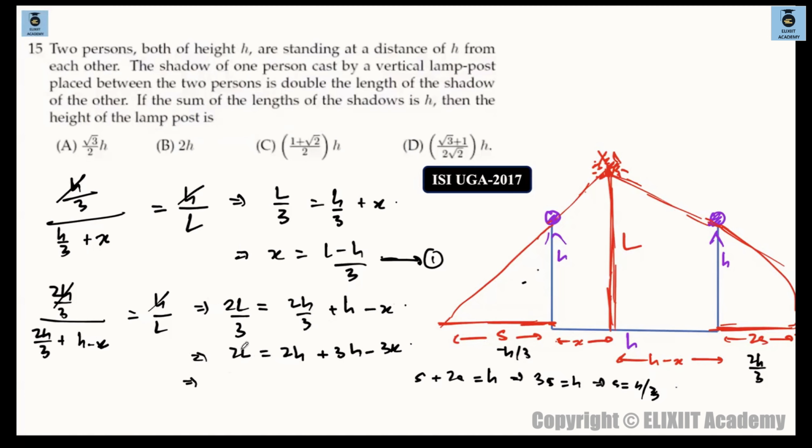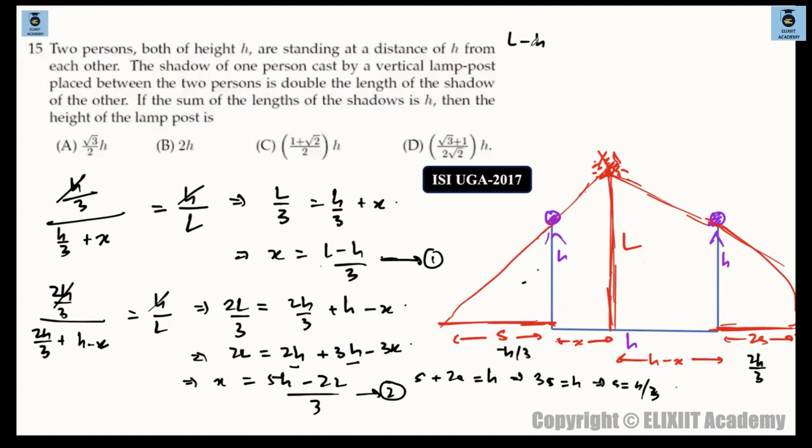What is x? X will be, अच्छा 2l, 2h plus 3h माने 5h minus 3x. So 5h minus 2l divided by 3. This is the second relation which we are obtaining. अब नेक्स्ट क्या करना है, ये भी x है, ये भी x है, सो बोथ कैन बी इक्वल. So simply equate this and you will find what is the height of the lamp post. हमें तो l चाहिए ना, we want l. So simply equate these two.